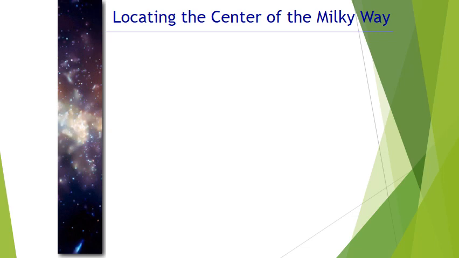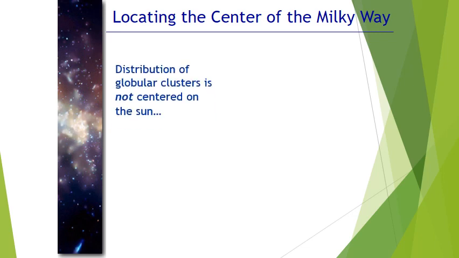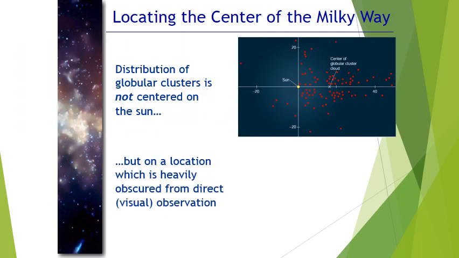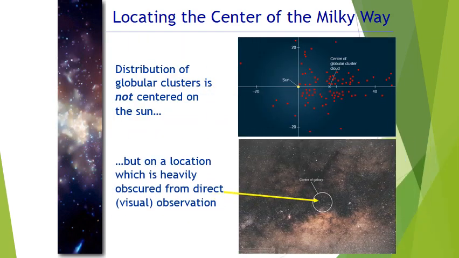Now, I sort of put the cart in front of the horse in the last slide by mentioning the fact that the center of the galaxy is essentially in the constellation Sagittarius. How do we know that? Well, it turns out that Shapley, who did a lot of the research on star clusters, particularly globular clusters, when he started to plot them, realized that the globular clusters are not distributed evenly around the sun. In fact, they're distributed evenly around a different portion of the Milky Way galaxy, and that's how he determined that that location must be the center of the Milky Way galaxy.